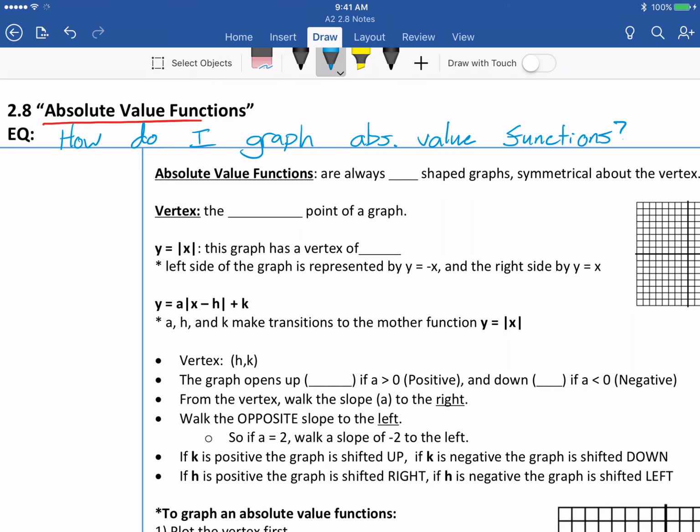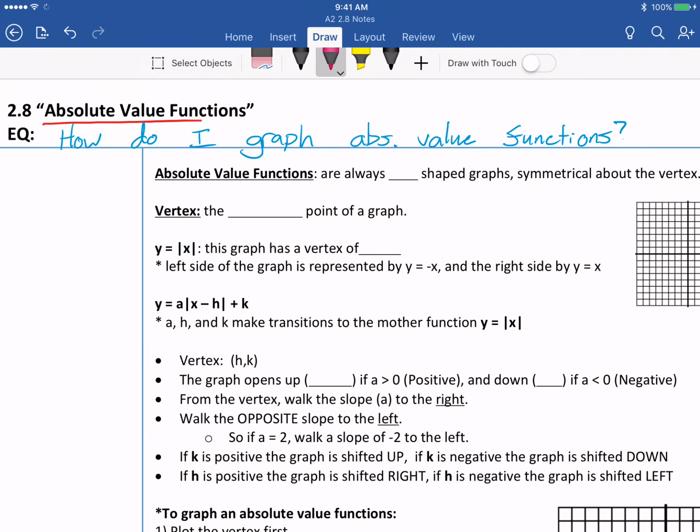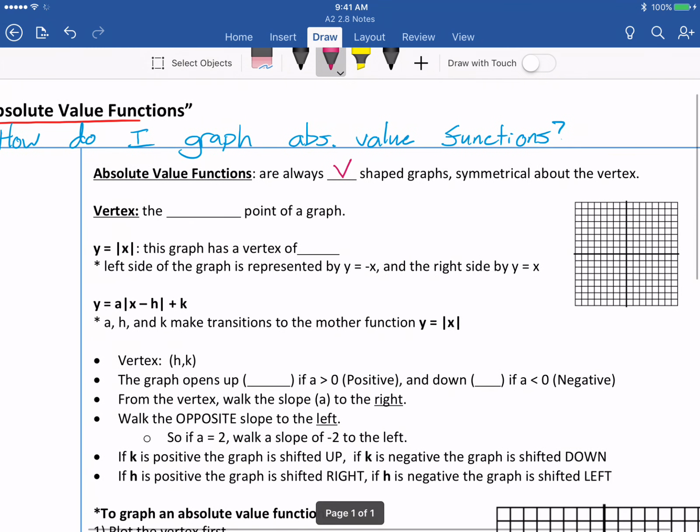All right, we're looking at graphing these guys today. We looked a little bit earlier in the year at how to solve absolute value equations. Now we're looking at graphing them. Absolute value functions are always V-shaped graphs. They're symmetrical about the vertex. All right, the vertex is the corner point of the graph. So like this guy right here is the vertex of that V.